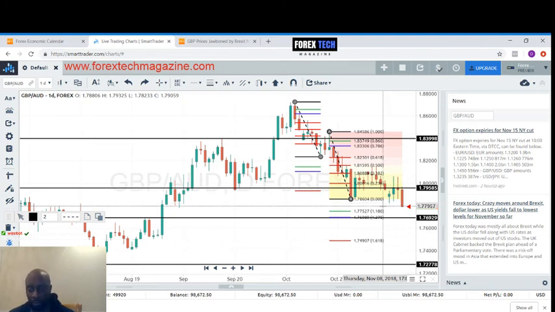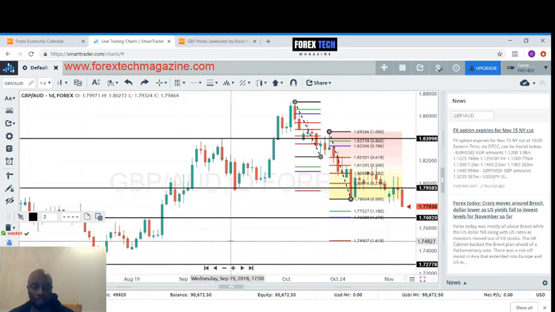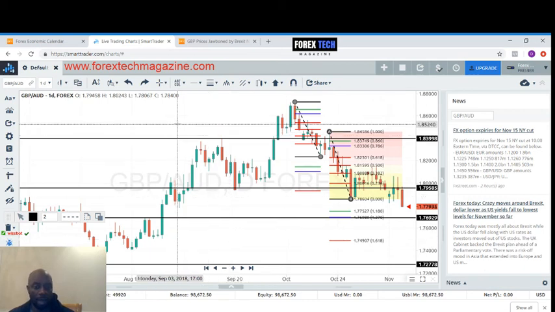Me personally, I think I probably would only trade to this next level of support and be out. Some people may want to stay in a little bit longer and try to get to that D extension. I don't know that that's what's happening here. That's what's shaping up here. I don't know that it's going to have that big of a pullback, but you never know.